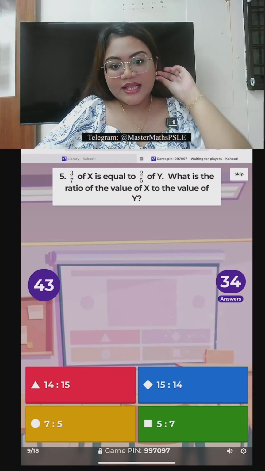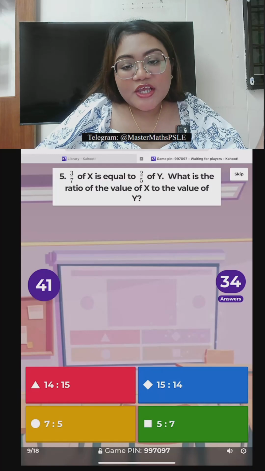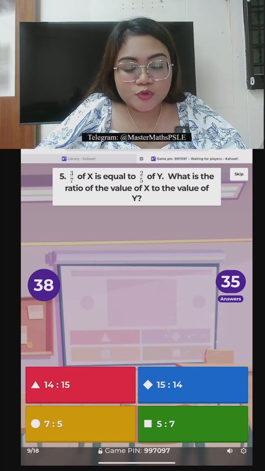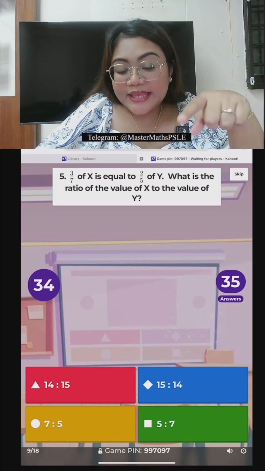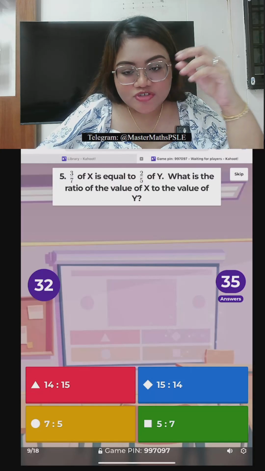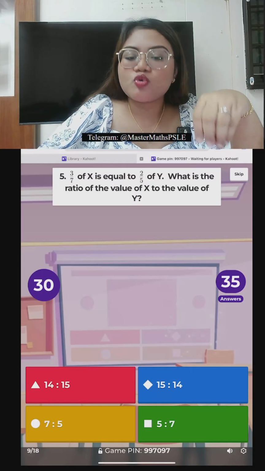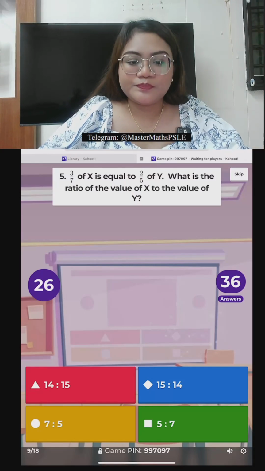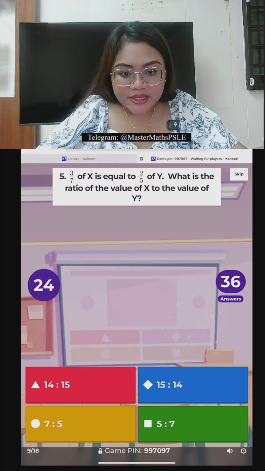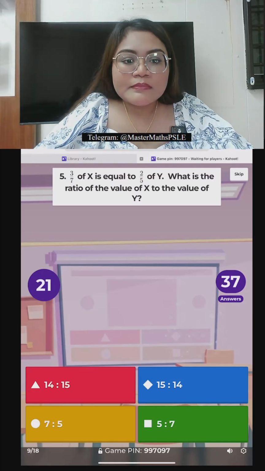Okay. Tisha, I'll help you here, yeah? 3 out of 7 of x is equal to 2/5 of y. So you can draw a model to show that 3 parts of x is the same as 2 parts of y. And then from there, work out what is the total. Okay, Keisha? I hope I have given you some hints here.